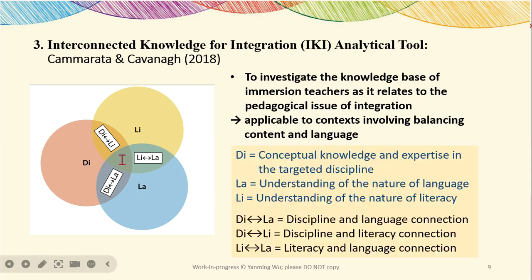In this tool, they conceptualize three kinds of knowledge, including conceptual knowledge and expertise in the target discipline, understanding of the nature of language, LA, and understanding of the nature of literacy, LI. Intersecting these three kinds of knowledge are three areas: discipline and language connection, discipline and literacy connection, and literacy and language connection.